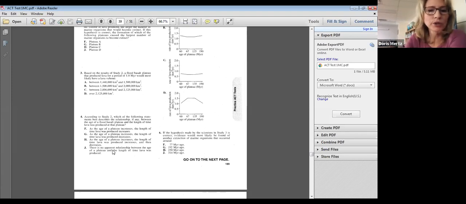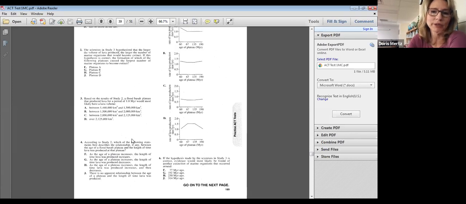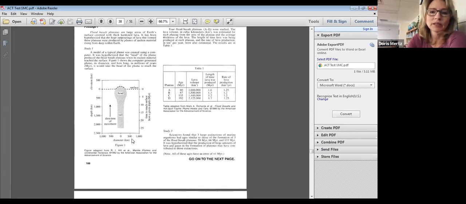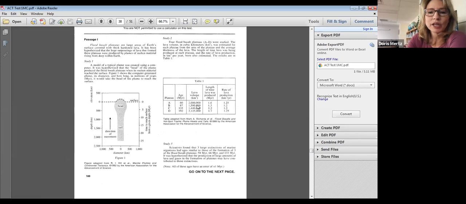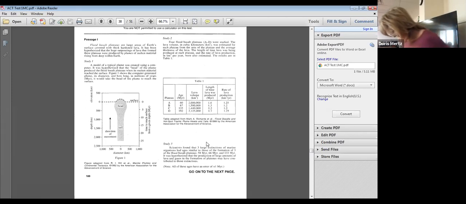According to study 2, which of the following statements best describes the relationship, if any, between the age of a flood basalt plateau and the length of time lava was produced at that plateau? So we're looking at the age and we're looking at the length of time. So those are our 2 Waldos there, 2 locators. So what did you get for your answer? J, right. There's apparently no relationship between the age of a plateau and the length of time lava was produced.